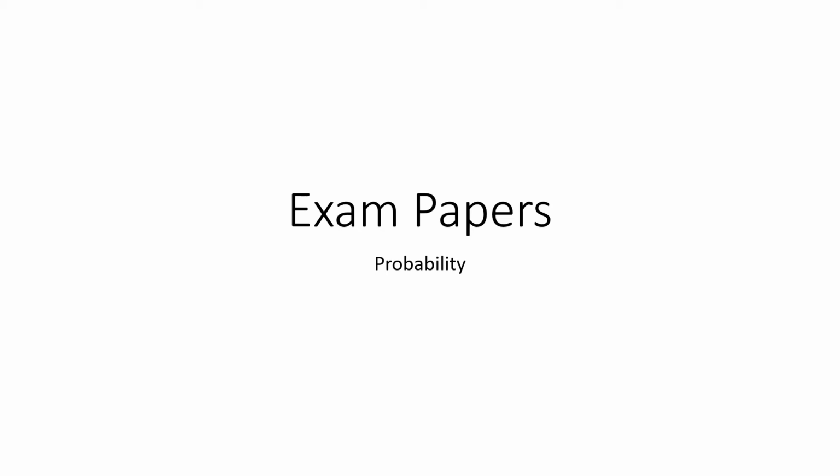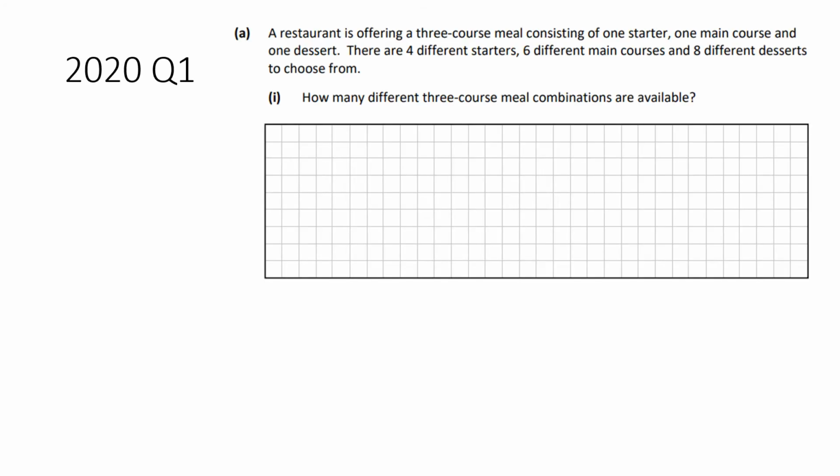This is 2020 paper 2, question 1. So a restaurant is offering a 3-course meal consisting of 1 starter, 1 main course and 1 dessert. There are 4 different starters to choose from, 6 main courses, 8 different desserts to choose from. So how many different 3-course meal combinations are available?